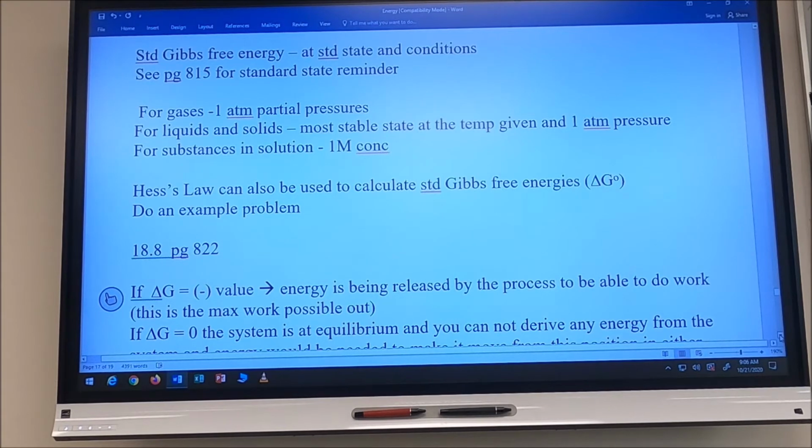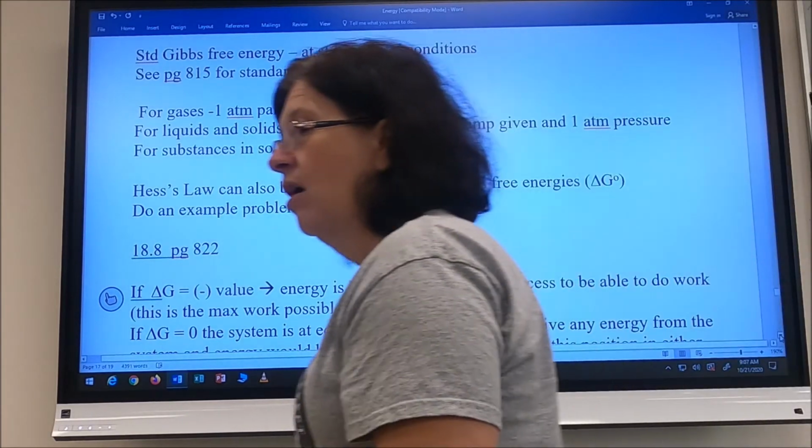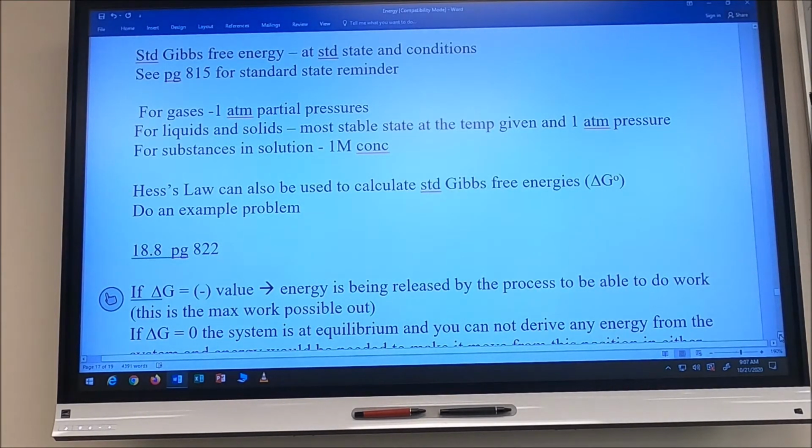Now, just like delta H and S, we will find tables of delta G values, standard Gibbs free energy values. And Hess's law can be used for delta G just like we can use it to determine delta S of a reaction or delta H of a reaction. So let's look at problem 18.8 on page 822 in your textbook. Let me find page 822.